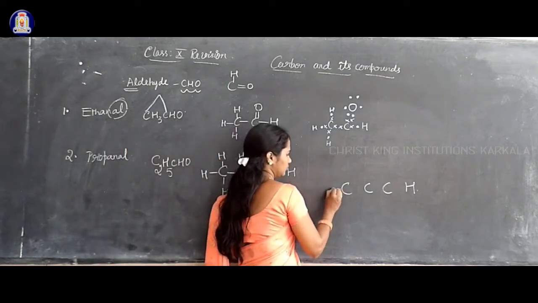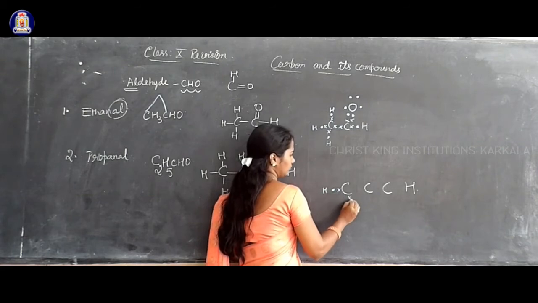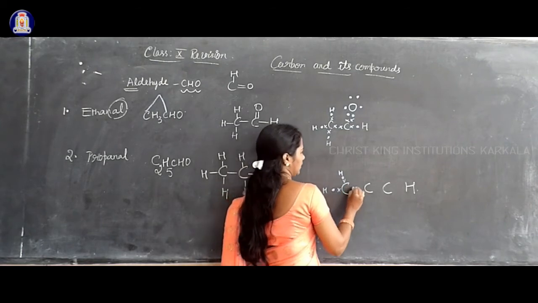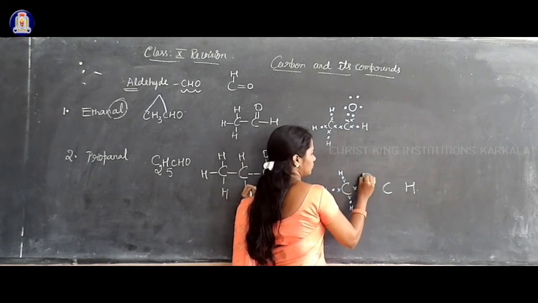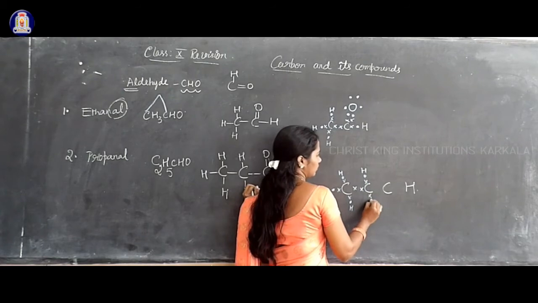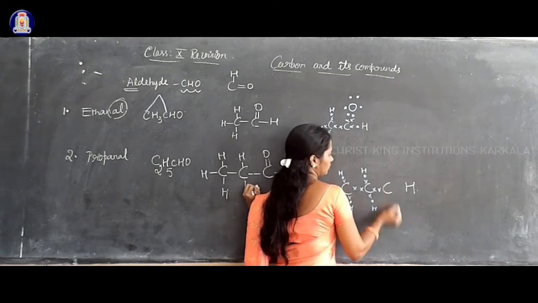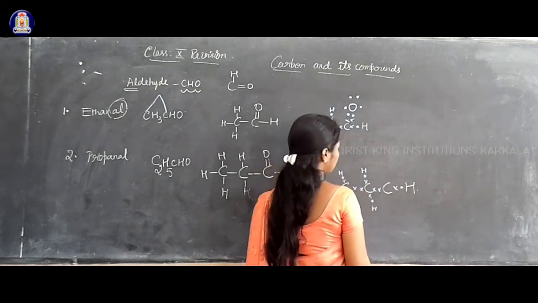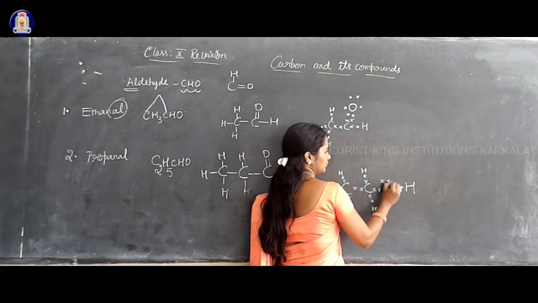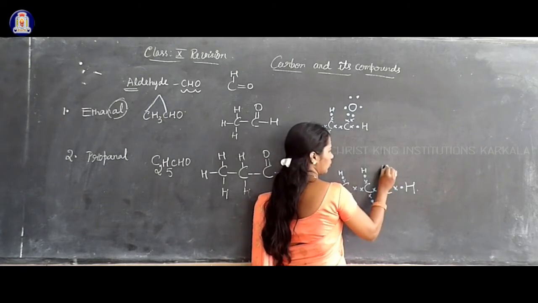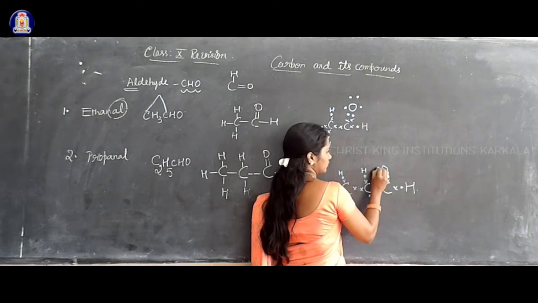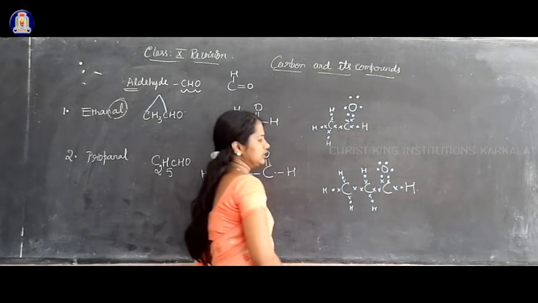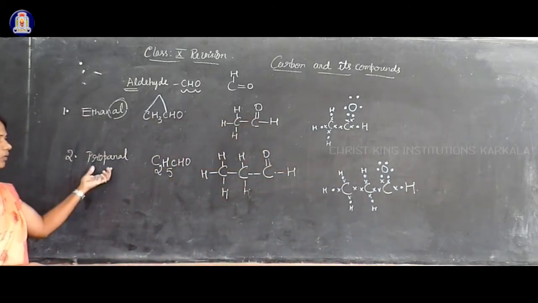So, into dot H, into dot H, into dot H, into dot H, into dot H, into dot. Here only double bond with the oxygen. So 2 into 2 dots. O, 1, 2, 3, 4, 5, 6. This is which compound? This is propanal.